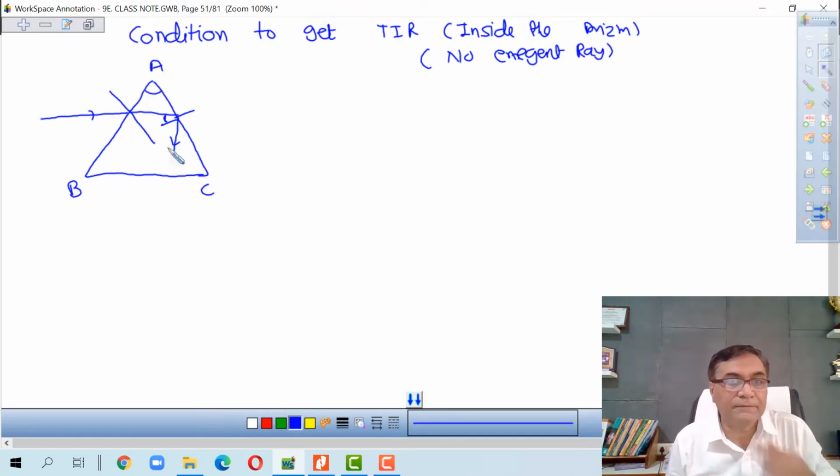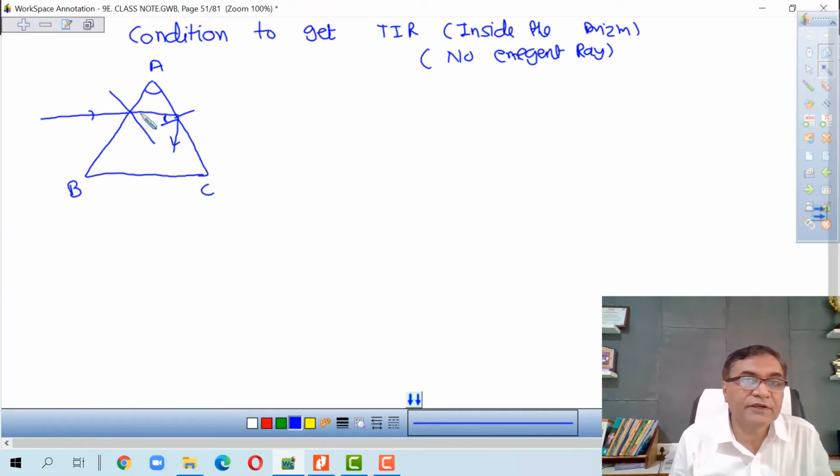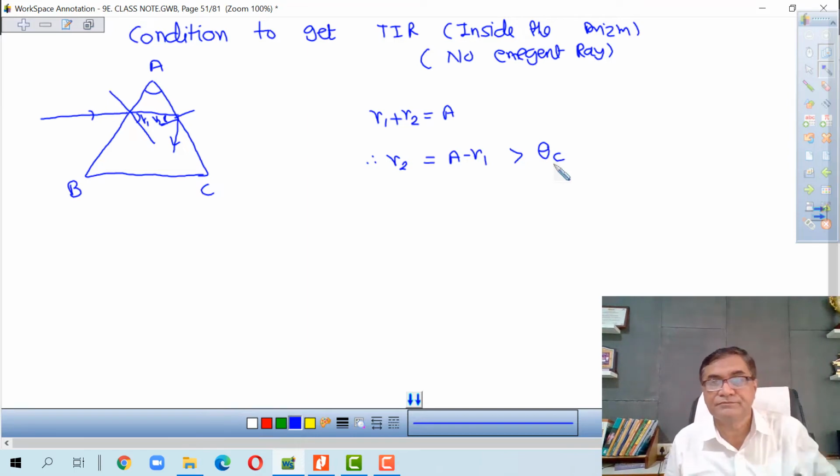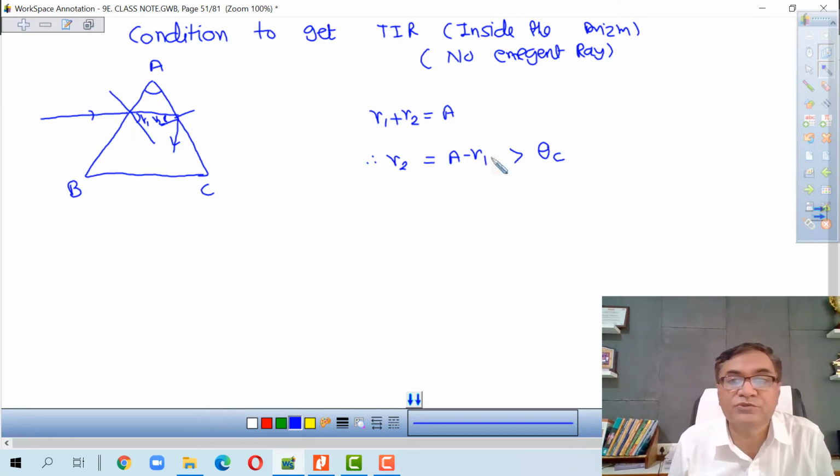This is the prism angle. So we know that this angle is R1, this angle is R2. So R1 plus R2 is equal to A, and therefore R2 is equal to A minus R1. And this angle R2 must be greater than the critical angle.